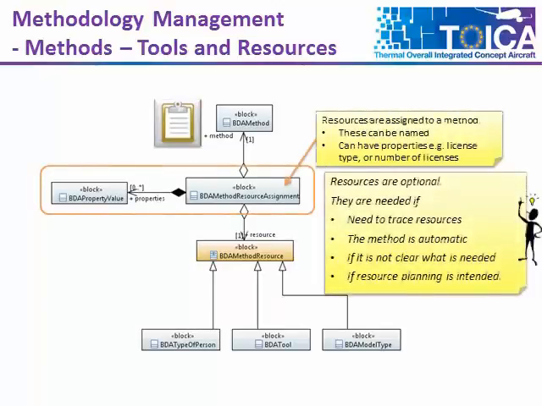Methods can have resources. These are needed if you need to trace what resources are used. You may need them if the method is an automatic type of method, or if it's not clear what is actually needed, or if resource planning is intended. This is actually an object rather than a straight relationship, because you may want to add a name to this resource, for example if there are several resources in different roles, or you may want to add properties, for example how many licenses are needed or the type of licenses that are needed in this method.